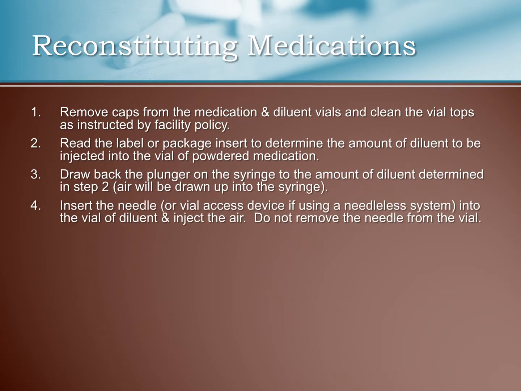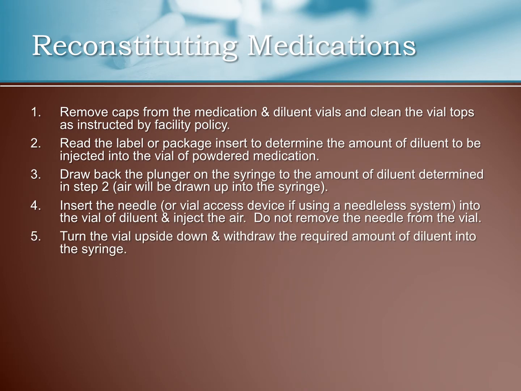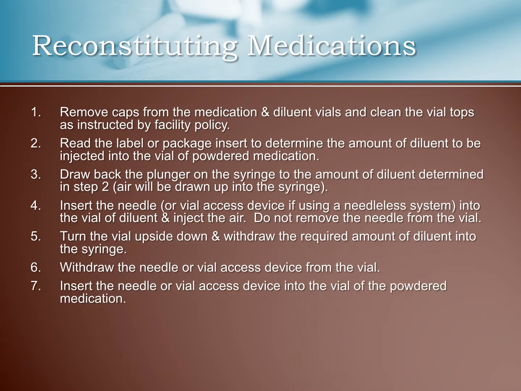Insert the needle, or the vial access device if using a needleless system, into the vial of the diluent and inject the air. Do not remove the needle from the vial, or the access device if you're using the needleless system. Turn the vial upside down and withdraw the required amount of diluent into the syringe. Withdraw the needle or vial access device from the vial. Insert the needle or vial access device into the vial of the powdered medication. Inject the diluent slowly into the vial.